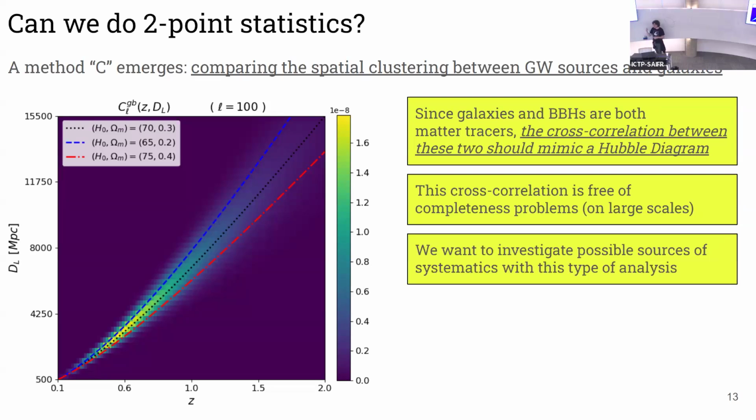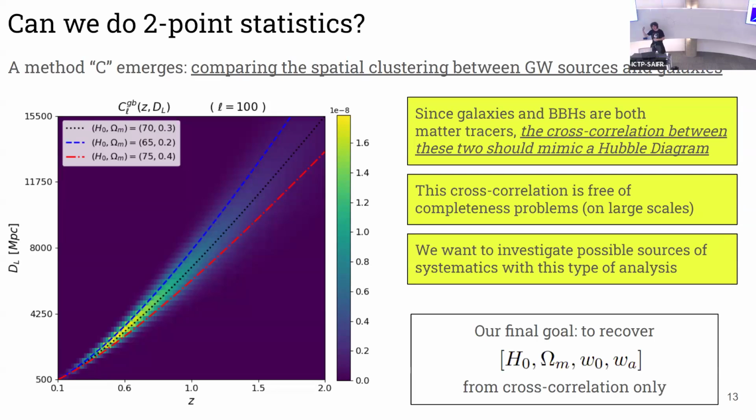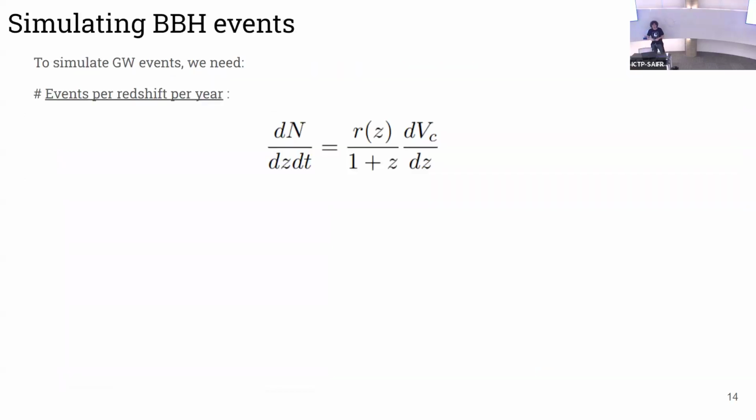So this analysis, our idea will be to investigate the possible sources of systematics. The final goal of this talk is to make a simulation and recover mainly the Hubble constant and the omega matter. And as you'll see, we recovered them. So to do this, let's make a simulation of a binary black hole catalog.